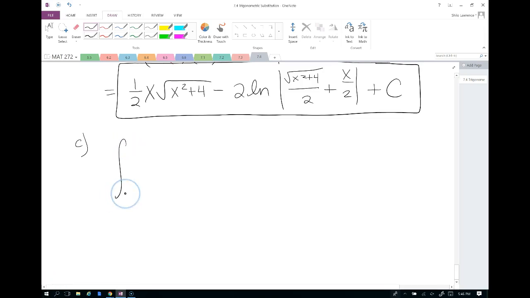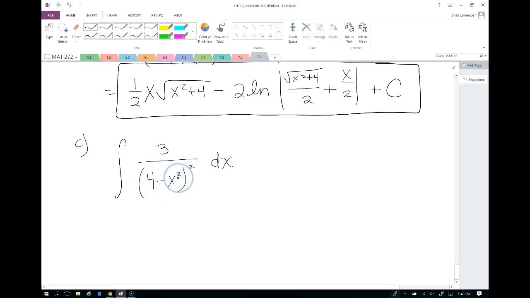So for the last example, we're going to try to find the antiderivative for 3 over 4 plus x squared, that quantity squared, with respect to x. The first two examples had square roots in them. A square root is not a requirement for these problems. The only requirement is that we see a sum or difference of squares, which we do here.